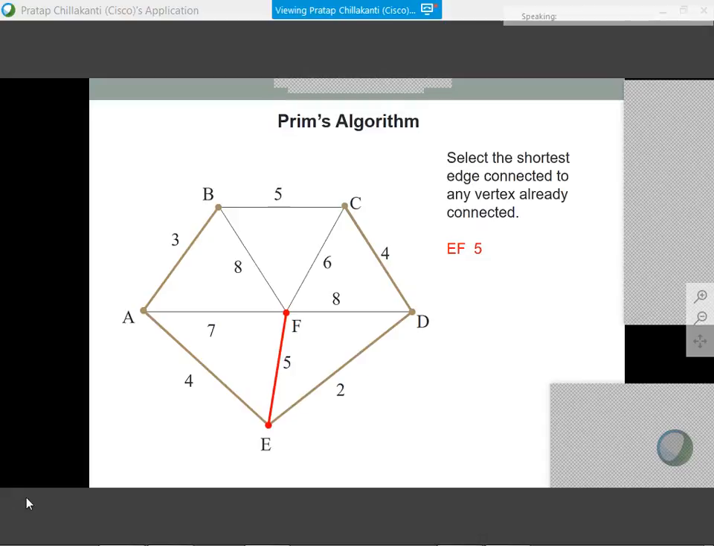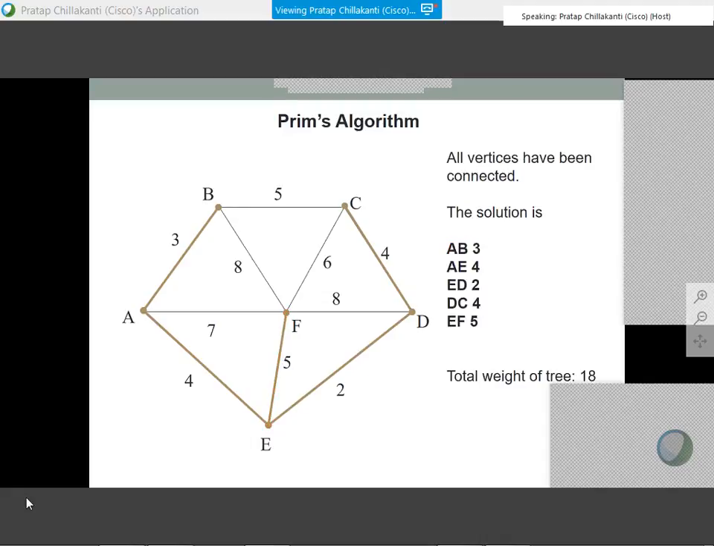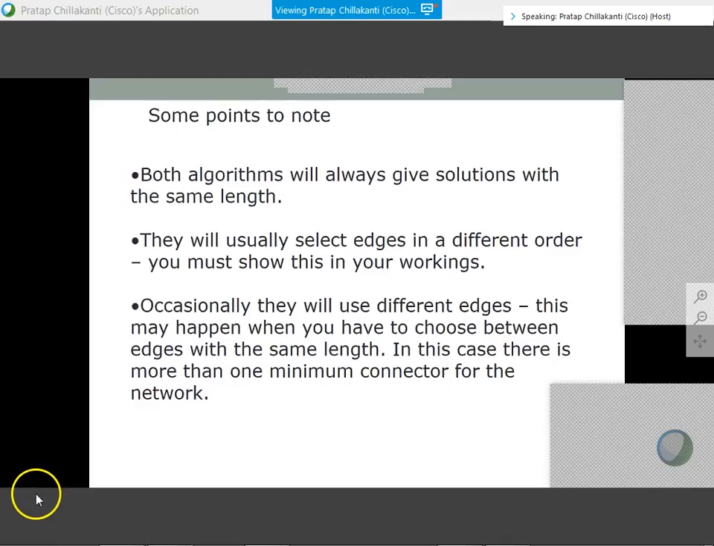Okay. Is that all clear to all of you? The total weight of the tree is 18. What did we get in Kruskal, the total weight of the tree? Was it 18 also? No one remembers? They could use different edges too.